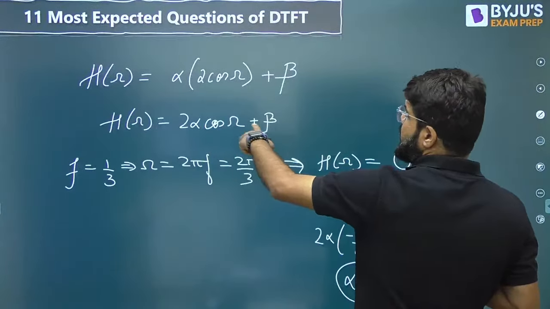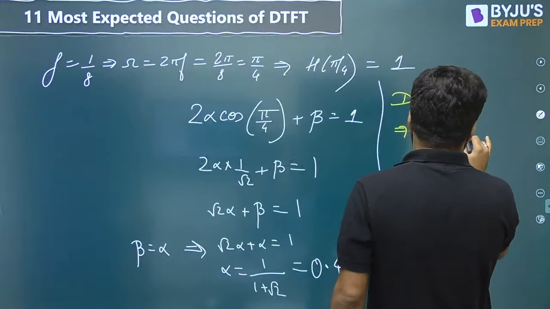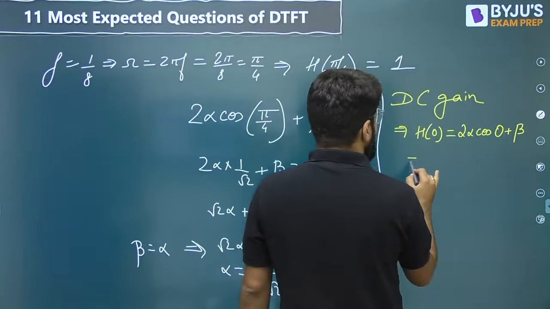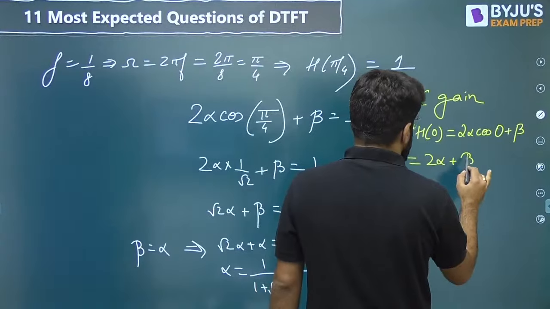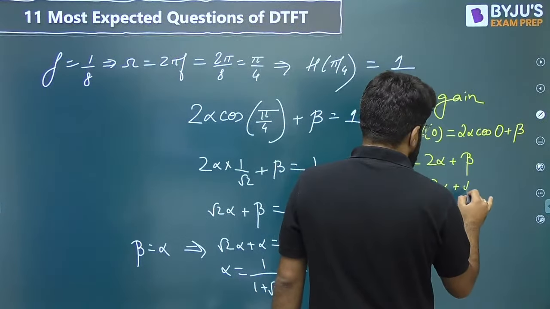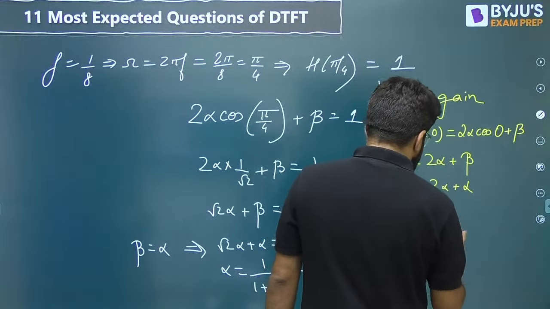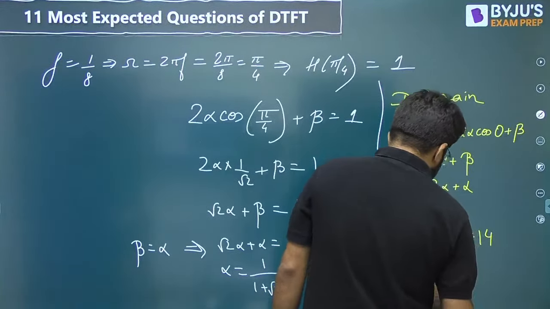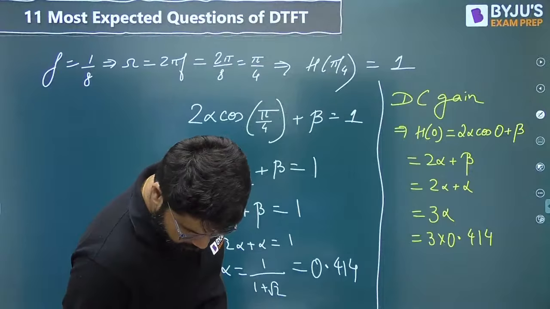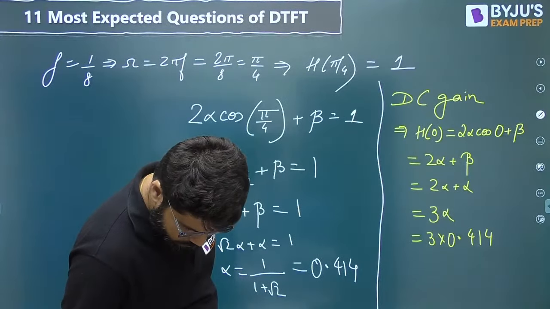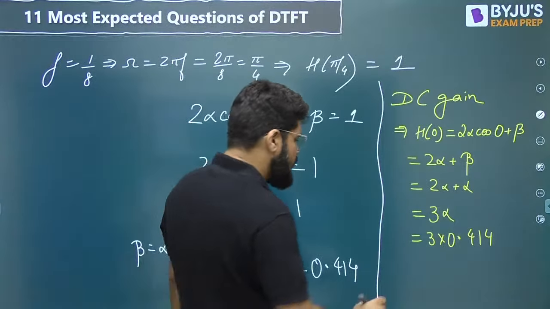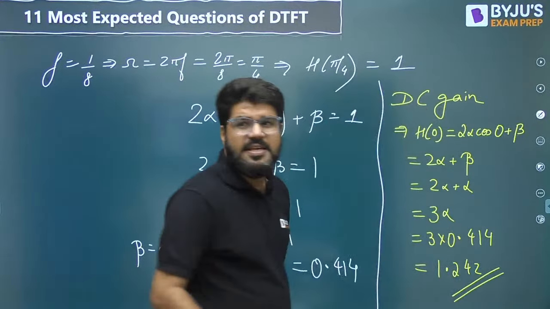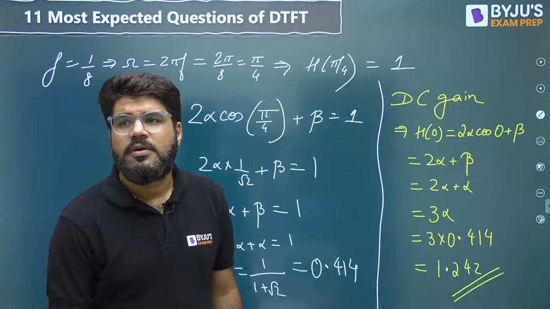2 alpha cos omega plus beta, and we will put the value of omega as 0, right? So 2 alpha cos 0 plus beta, cos 0 is 1, so the DC gain of the filter should be 2 alpha plus beta, that is 2 alpha plus alpha, because beta is alpha, so the answer should be 3 alpha, so 3 into 0.414, so 1.242. The DC gain is 1.242.